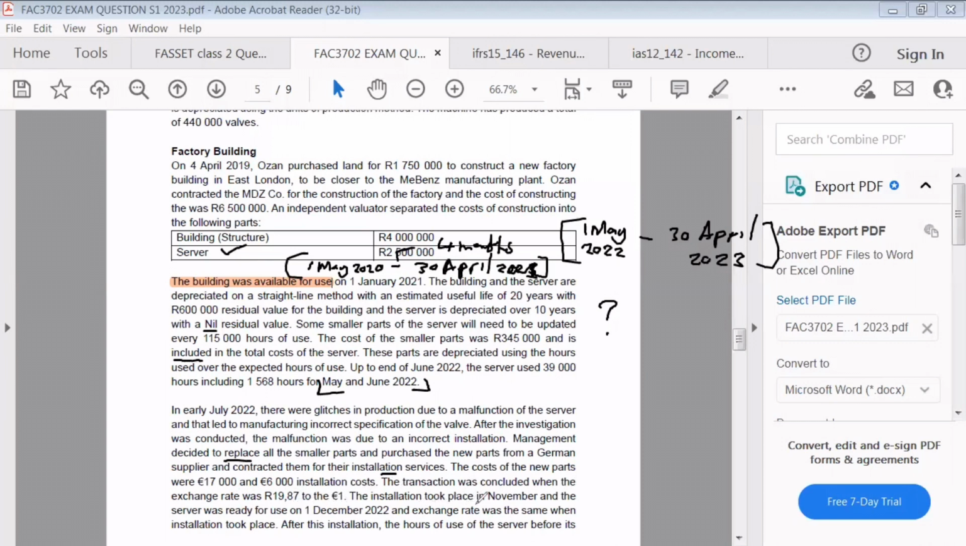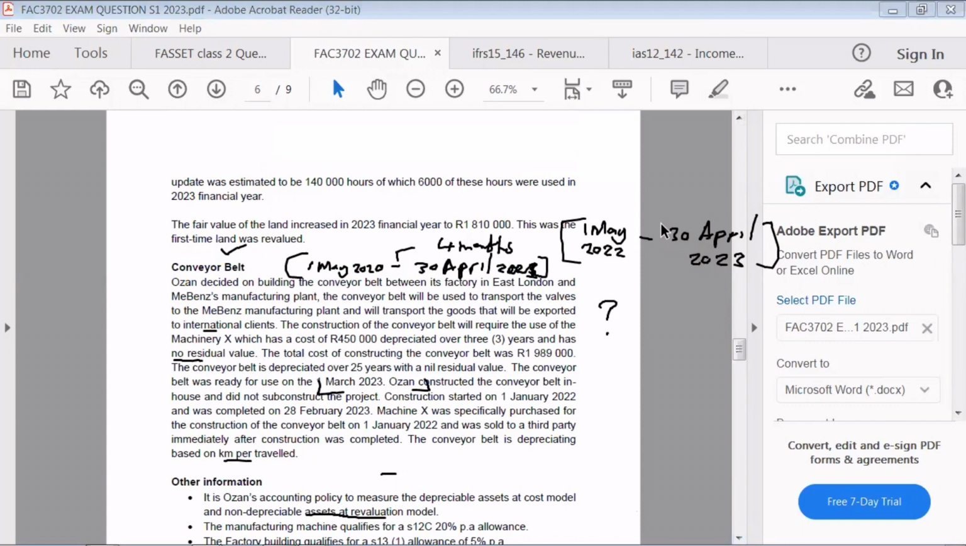The installation took place in November and the server was ready for use on 1 December 2022. And the exchange rate was the same when the installation took place. After the installation, the hours of use of the server before its next update was estimated to be what?